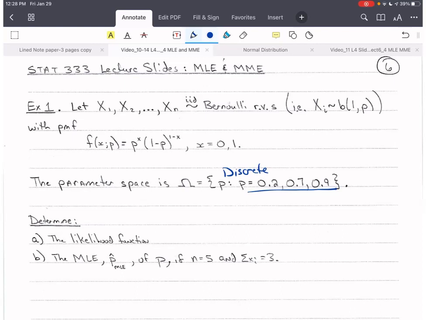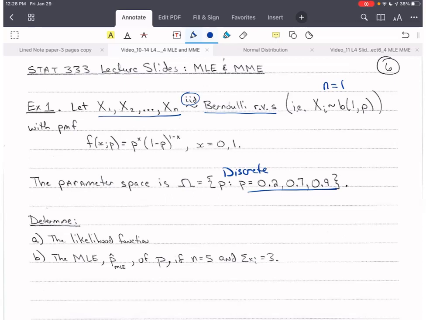So we have a random sample, x1 to xn. That means that they're going to be IID, independent and identically distributed. All right? And they're Bernoulli random variables. And I want to remind you that a Bernoulli random variable is simply a binomial random variable with n equals 1. You plug in 1 for n, so that means you don't have to remember another separate distribution, if you can remember that the Bernoulli is simply a binomial with n equals 1.